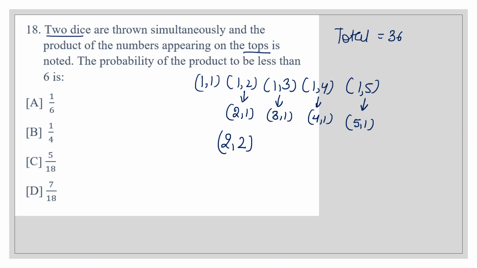Now how many are there? 1, 2, 3, 4, 5, 6, 7, 8, 9, 10. So total favorable outcome is 10. These are favorable upon total. Can we cancel? Yes. Both are divisible by 2. 18. 5 by 18. Next.